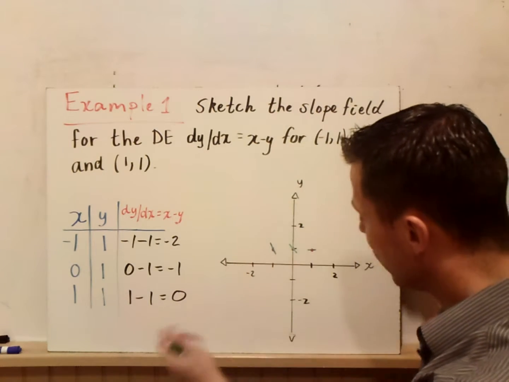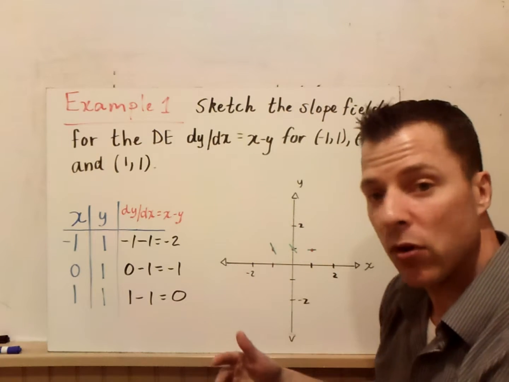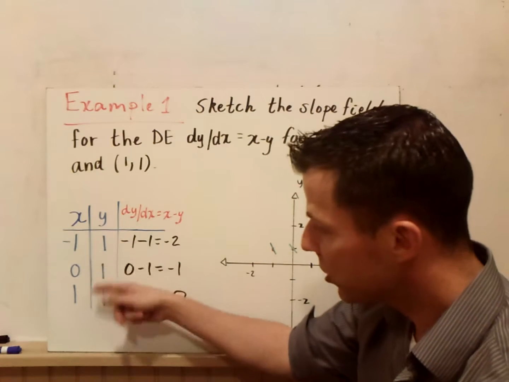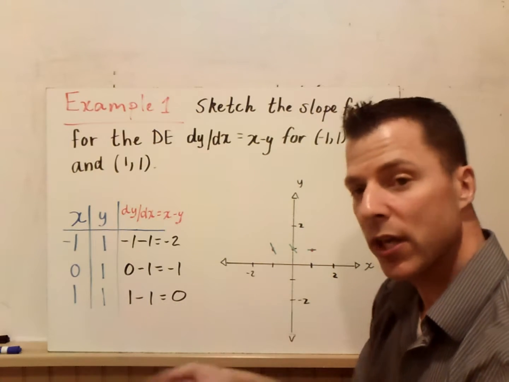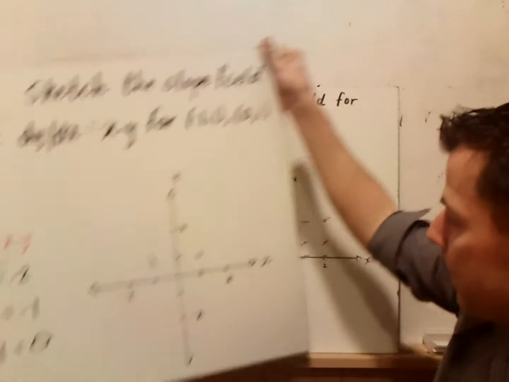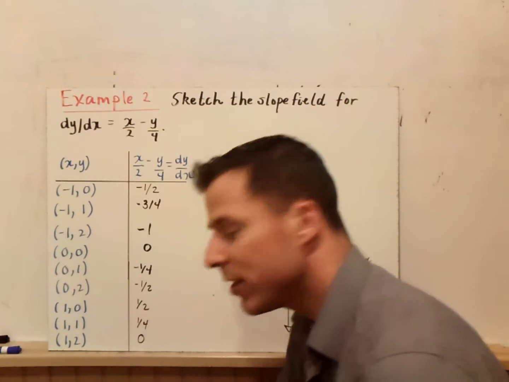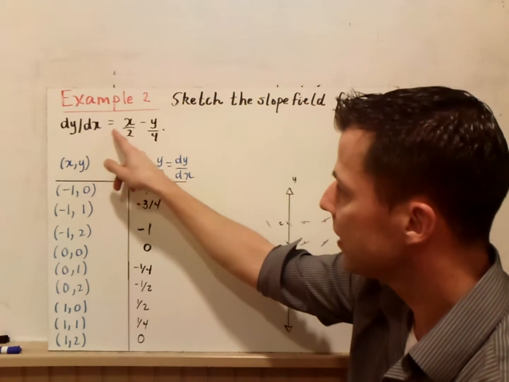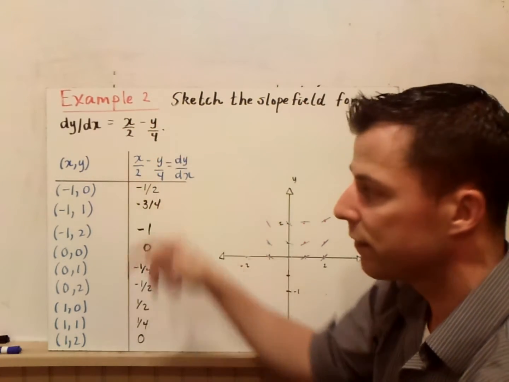Over the field, as you pick more x's, you can plug in your y values too and find them. We just use ordered pairs. Let's look at one more example where we expand that out a little bit. This one I filled in a little bit. Sketch the slope field for dy/dx equals x over 2 minus y over 4.